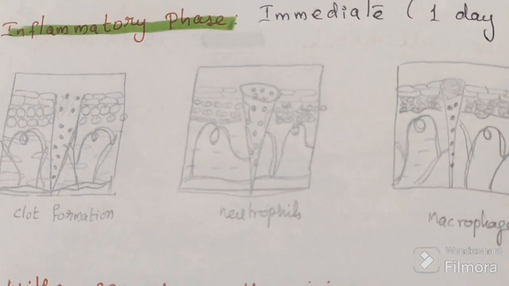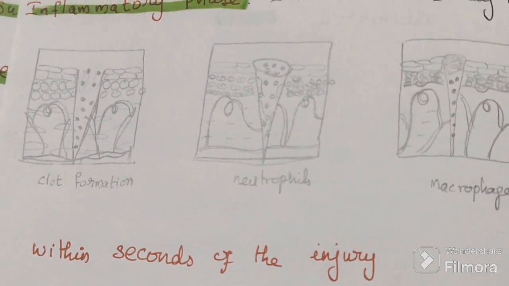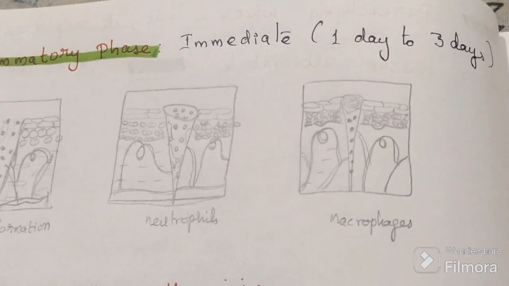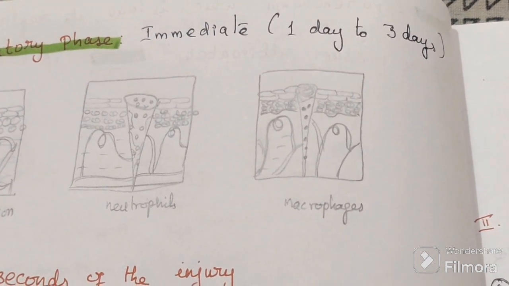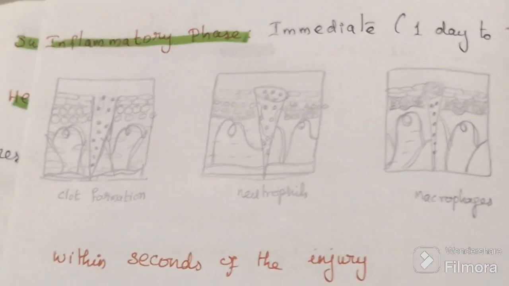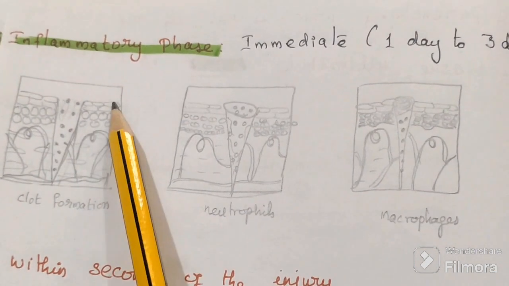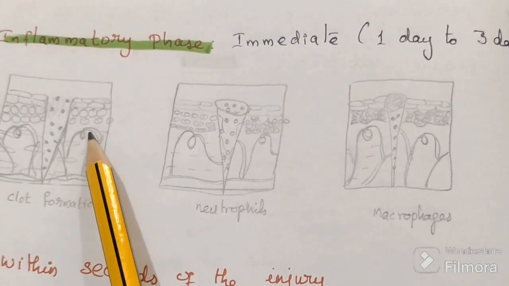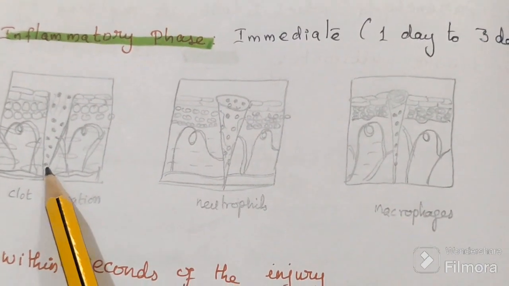Let's start with phase 1, the inflammatory phase. As soon as injury occurs, from day 1 to day 3, it will be the inflammatory phase. See this diagram. This is the epidermis. This one is the dermis, and this is the injured area.